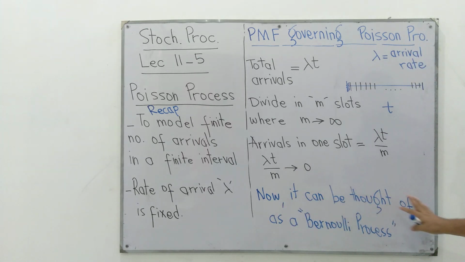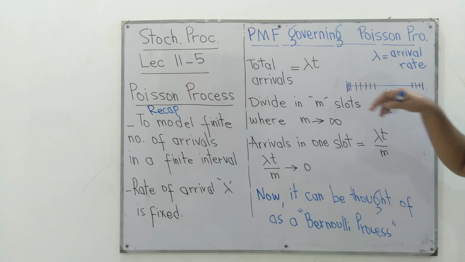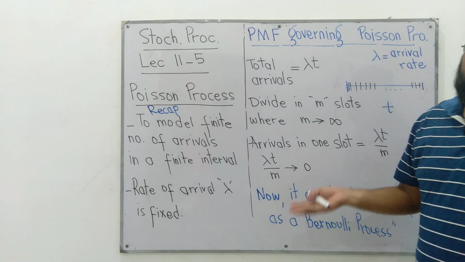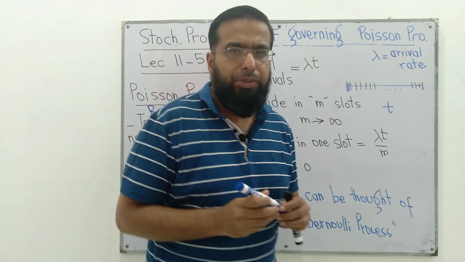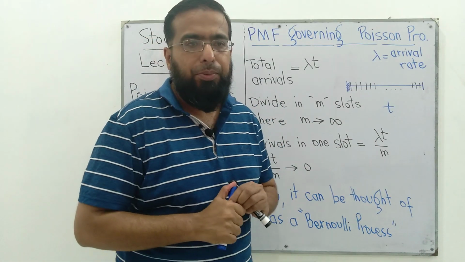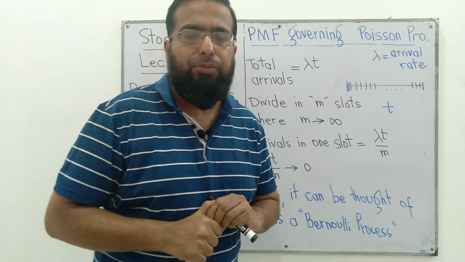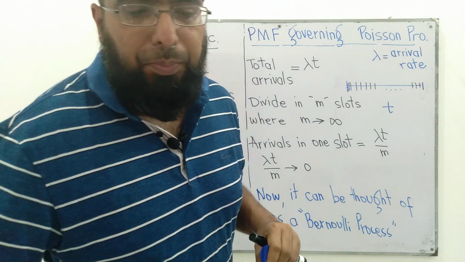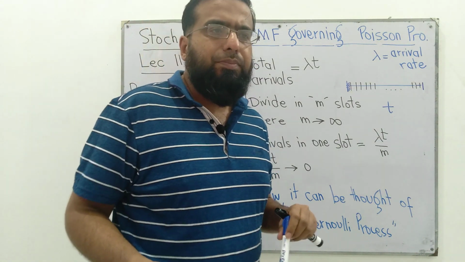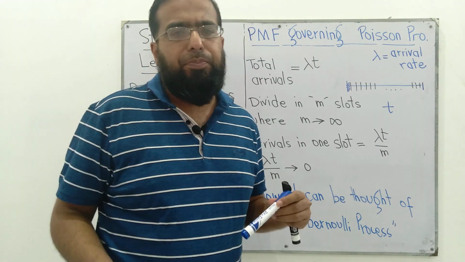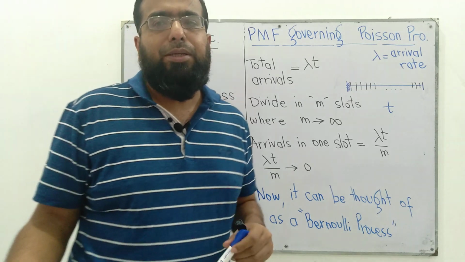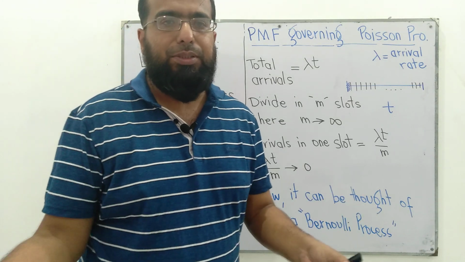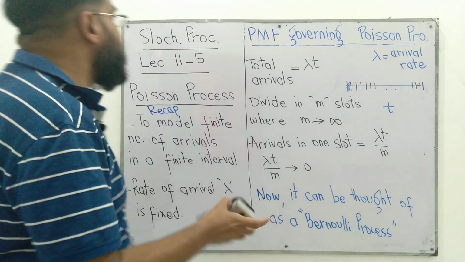Now it can be thought of as a Bernoulli process, because in one slot we can expect only one arrival. That is the basic concept behind Bernoulli process, because we already know that in a Bernoulli process, in one given time slot, the probability of having one arrival is p and having no arrival is 1 minus p. There is no such thing that there will be two arrivals or three arrivals in a Bernoulli process. We already know.